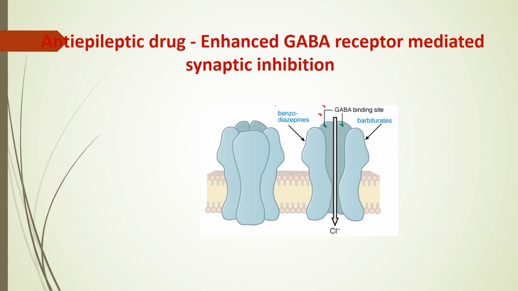Now we can move on to the second group of conventional antiepileptic drugs, which act by enhancing the GABA receptor mediated synaptic inhibition. That means when a drug binds to a GABA receptor, there will be increased chloride conductance through the central pore. This increased chloride conductance leads to hyperpolarization of the postsynaptic membrane, which leads to inhibition of the transmission of action potential.